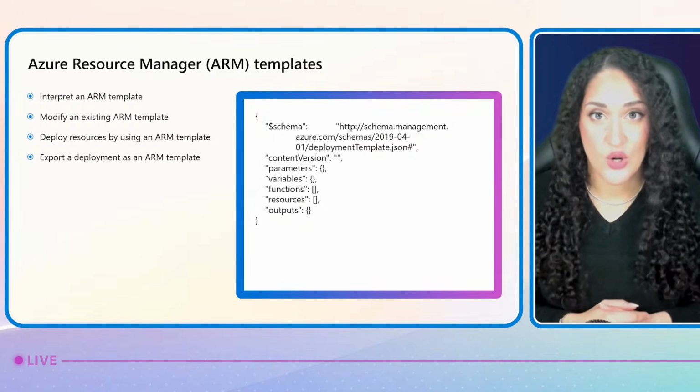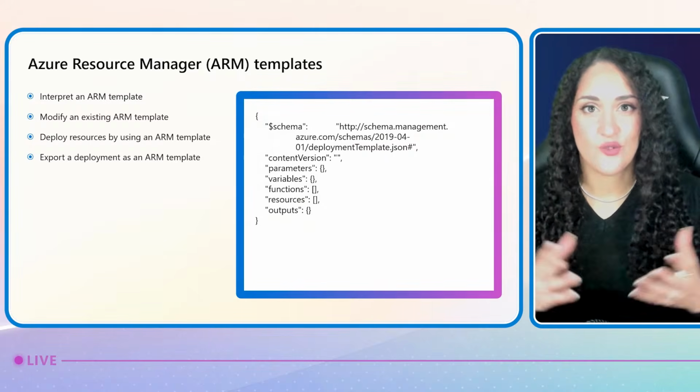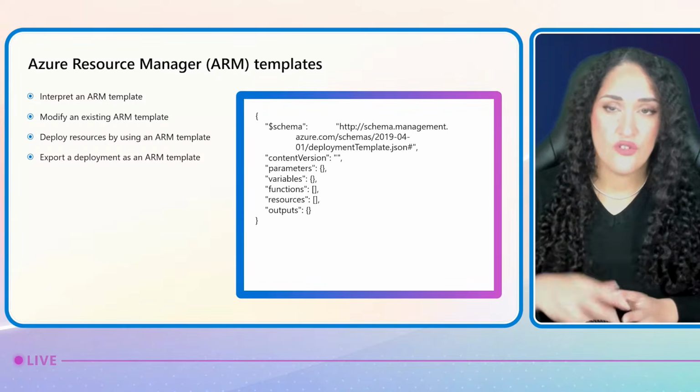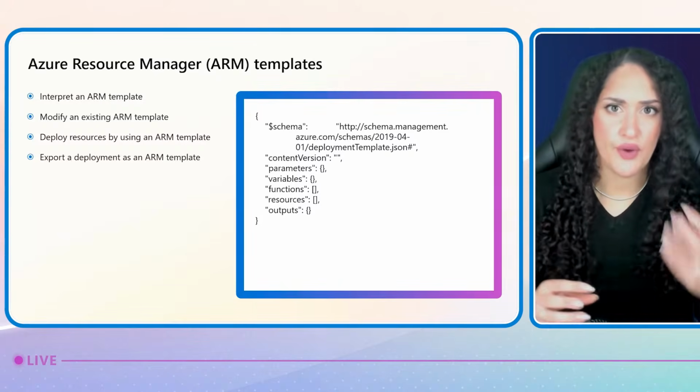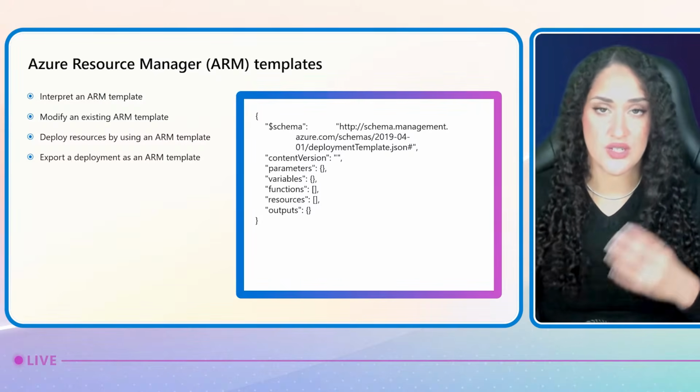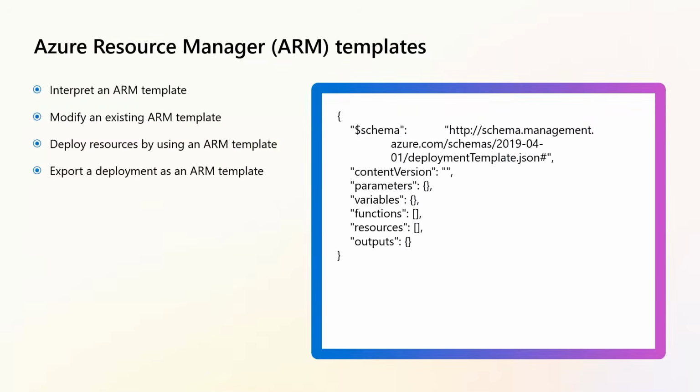ARM templates are JSON files that define your infrastructure as code. For the exam, make sure you know the key elements, which are schema, content version, parameters, variables, functions, resources, and outputs. You should be able to interpret an ARM template, modify it, deploy resources using it, and export a deployment as a template. For the exam, make sure you understand the structure of each element, and that is more important than memorizing the exact syntax.